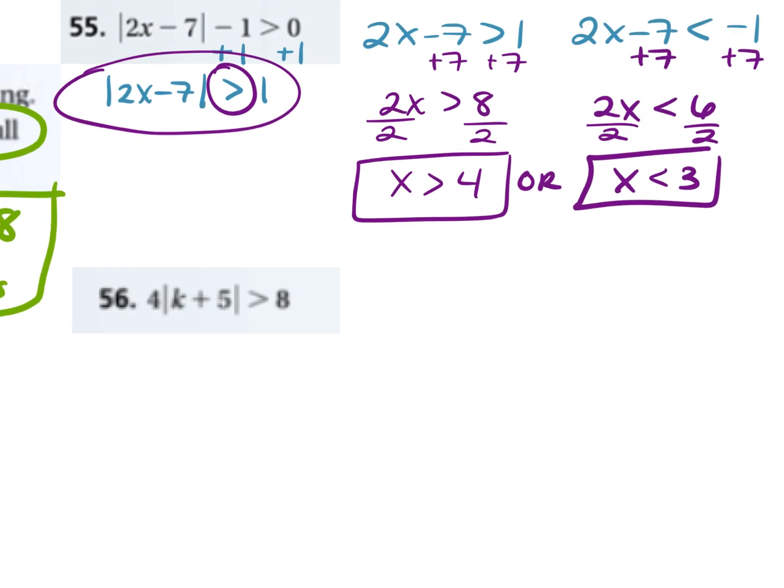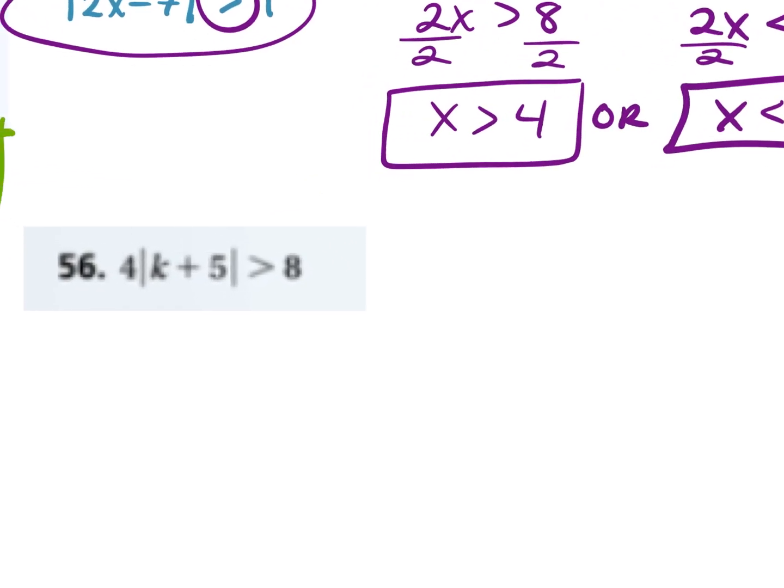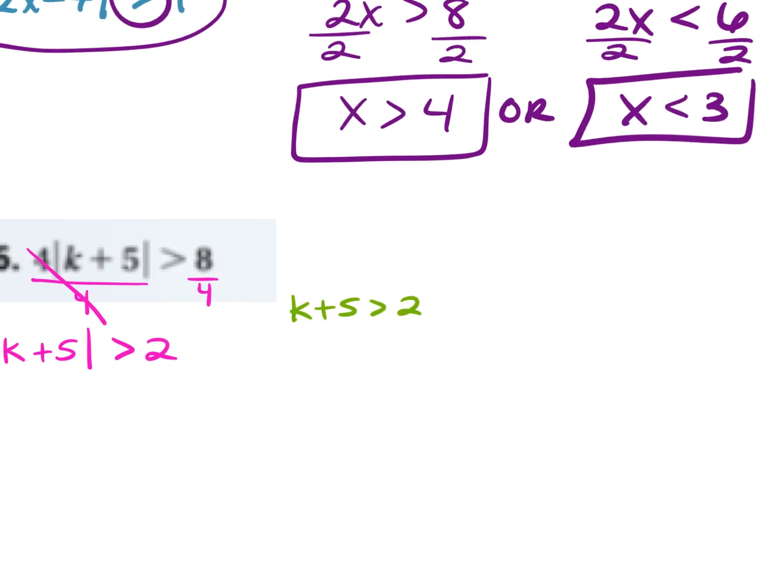All right, last one. Again, with this one, you need to isolate. So what you're going to do is you're going to divide by 4 first on both of those, and you get the absolute value of k plus 5 is greater than 2. So again, this is an or problem. You're going to rewrite your two inequalities. So the one as you see it, k plus 5 is greater than 2. And then the other one, k plus 5 is less than -2.